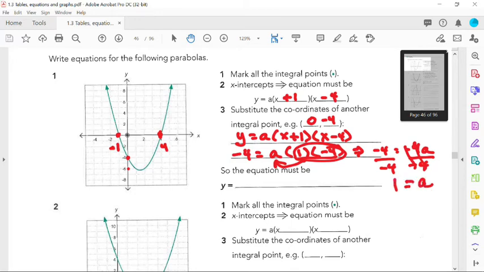1. Okay? Well, that means my a is 1. So if I plug in a 1 in place of that a, do I even need to put in a 1 there? Nope. So we'll just pretend it's not there. So my equation is simply x plus 1 times x minus 4. And I kind of knew that it was going to be a 1 based on the width of the parabola. You're going to get used to seeing them and seeing, that one looks about right. Okay. There's your equation.